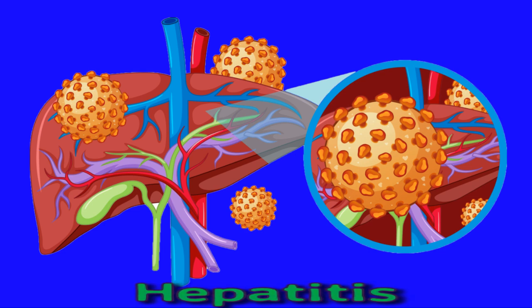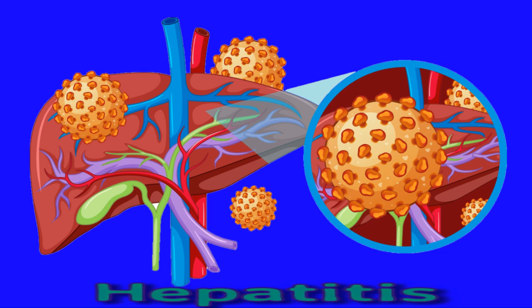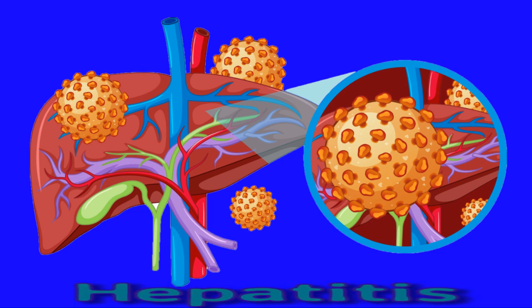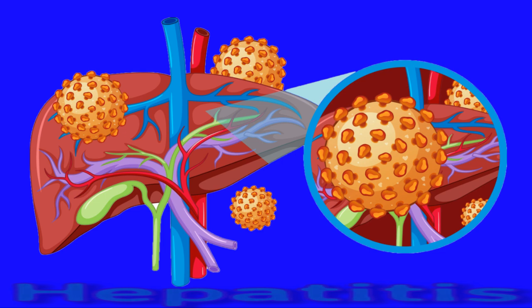Hepatitis can be acute, meaning sudden and short-term, or chronic, meaning long-term and persistent. Hepatitis B, C, and D cause chronic hepatitis, which can eventually lead to cirrhosis, liver failure, and liver cancer.